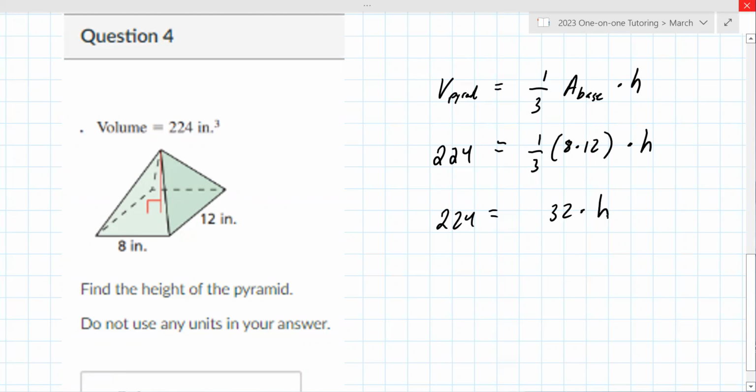Any questions on that? No. Okay, so divide by 32 on both sides. Looks like it works because it's not saying to round. H equals 7 inches, but just the 7 there.